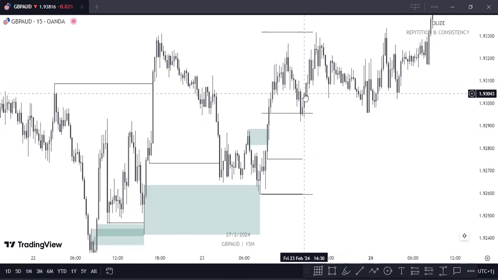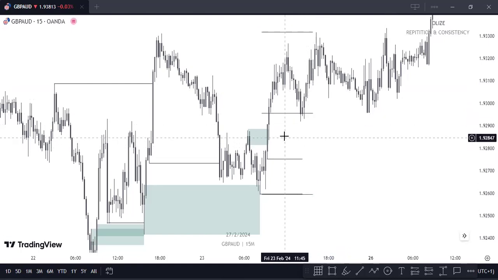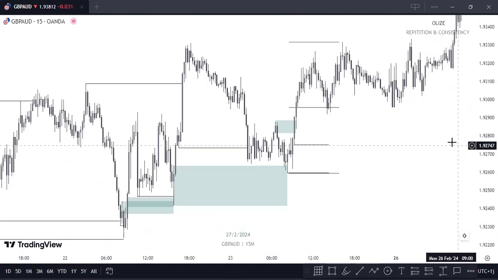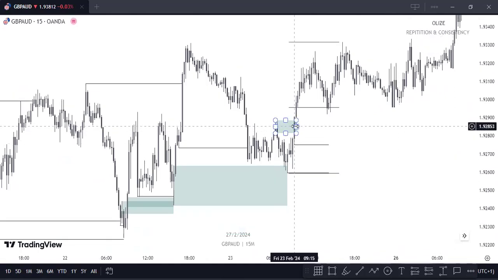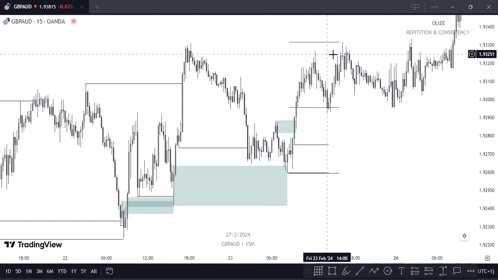Why am I taking this? I mean, why am I taking a buy? Always look out for mitigated PUIs. Price has already mitigated this breaker. This is where you have your sweep. This guy here. This is your break.